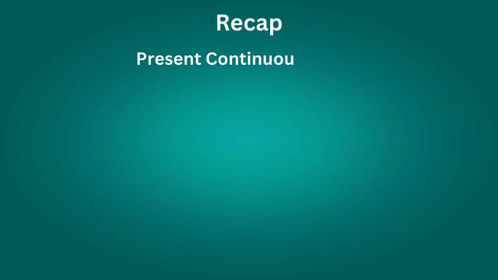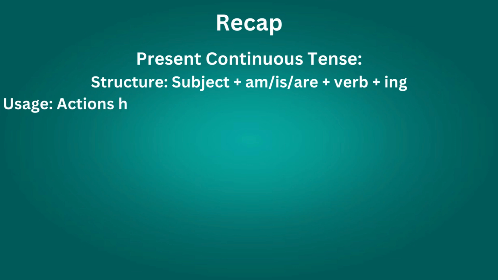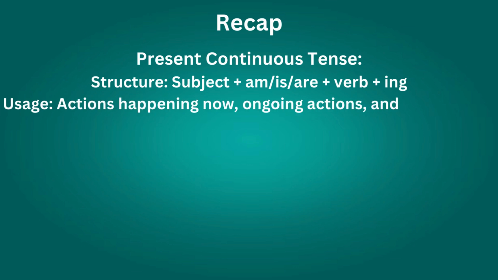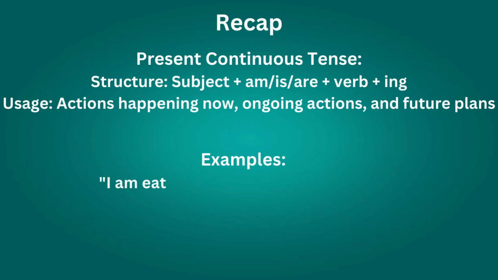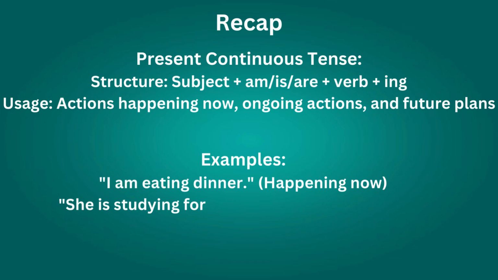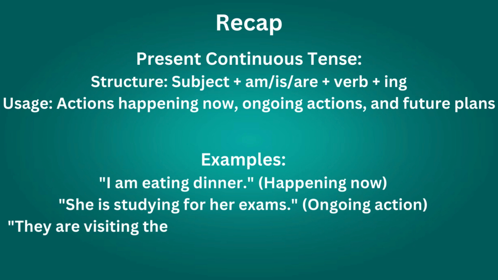Here's a quick recap of what we learned today. Structure, usage, actions happening now, ongoing actions, and future plans. Examples: I am eating dinner. Happening now. She is studying for her exams. Ongoing action. They are visiting their grandparents next week.